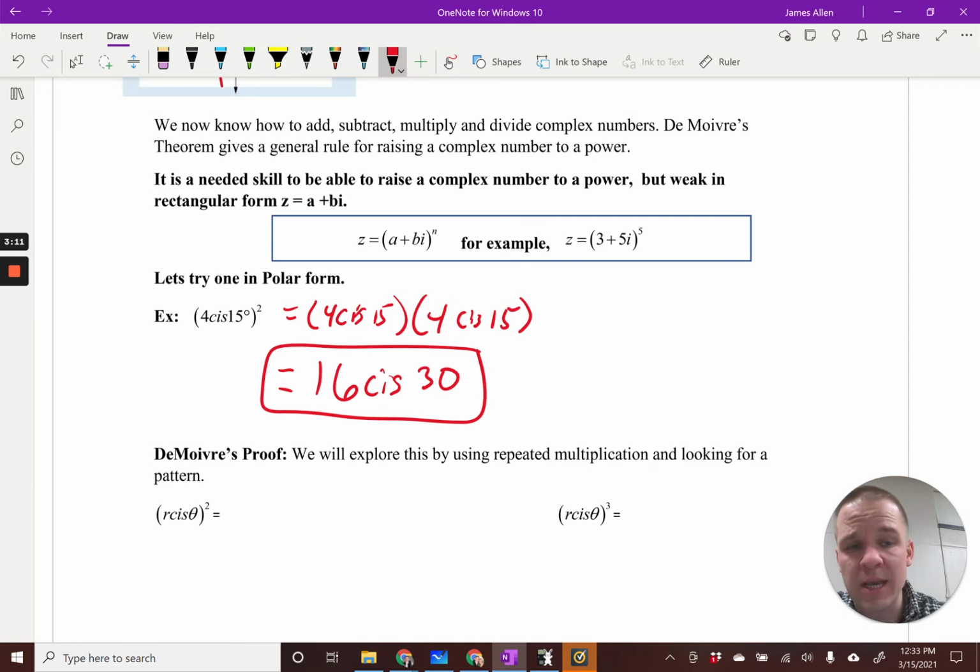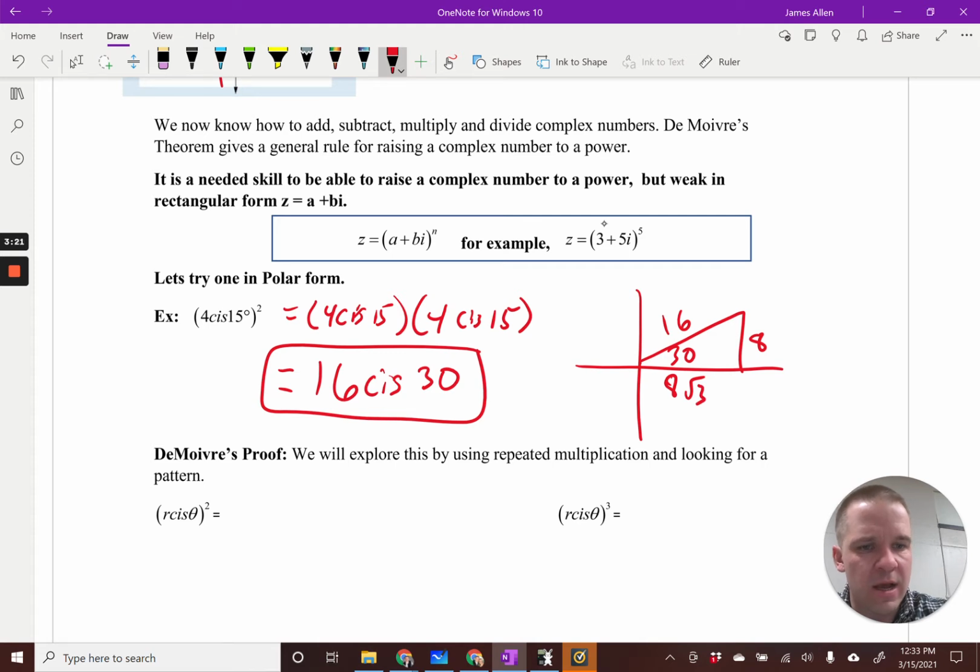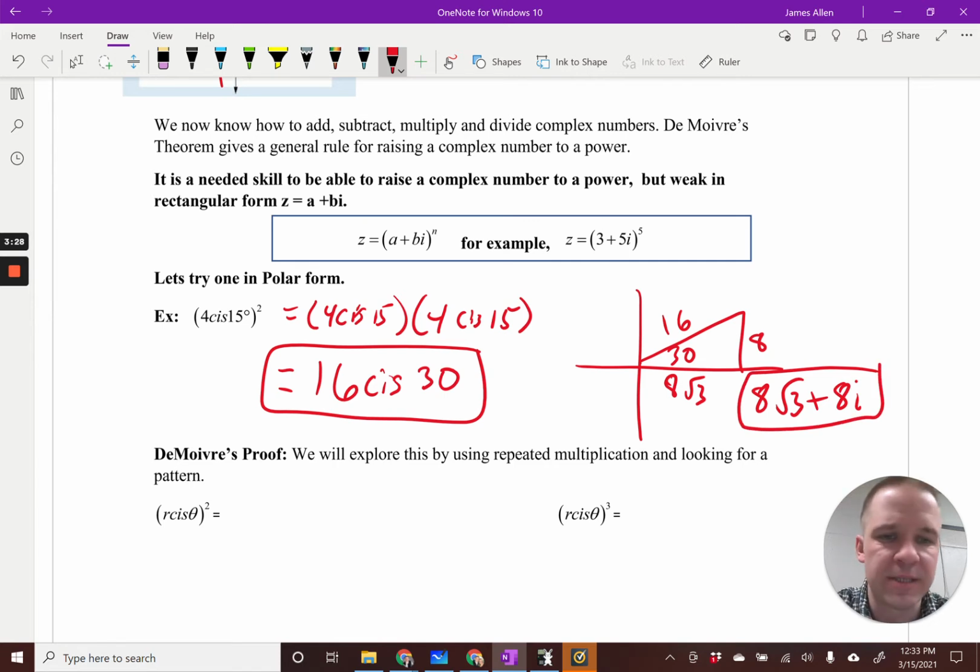Now, if I wanted rectangular form, I would like to draw it out, 30. This is 16, so that'd make this guy 8 root 3. So we've got 8 root 3 plus 8i. That's my rectangular form, if it asked for it in rectangular. Got polar, I got rectangular, wonderful.